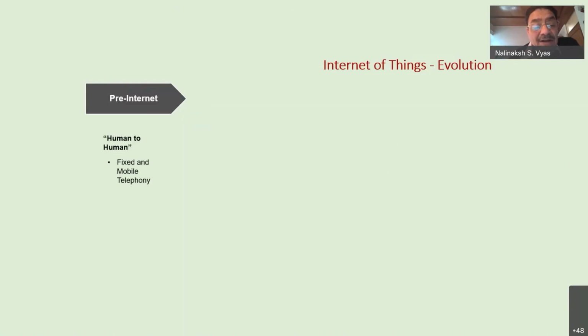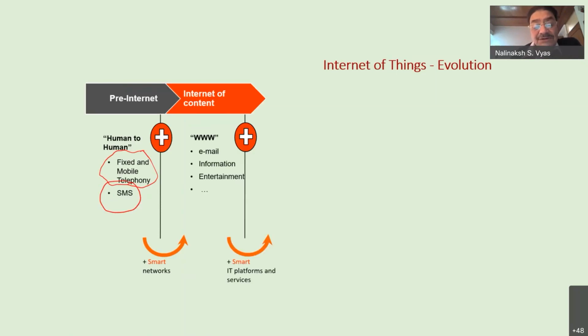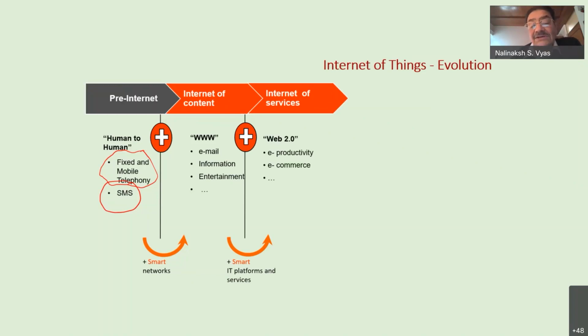So you had the pre-internet fixed mobile telephony, where one was talking to people over handsets, over telephone sets, and was sending in SMSs. We were restricted to SMSs. So this was pre-internet days. Then Internet of Content, www, email, information exchange, entertainment also started through Internet of Content. Then Internet of Services, e-productivity, e-commerce. This was a stage of development.